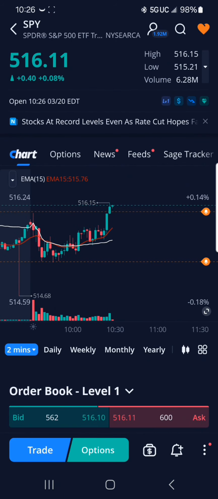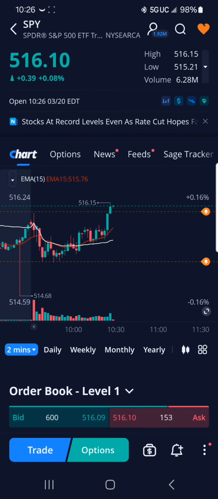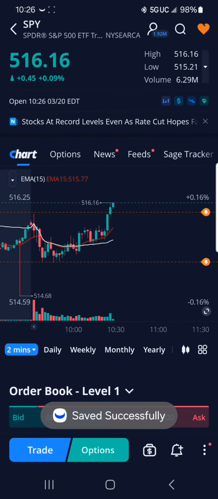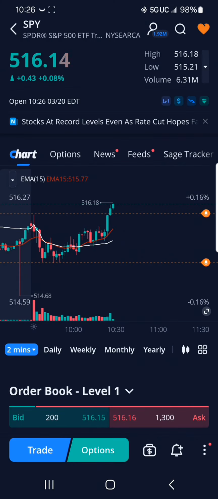So first thing I'm going to do is turn this point into the stop loss. So now the stop loss will be right here at 516.01. So I go into the alerts, change this to price below 516.01. That's my alert to get out. I can push this right here and see how much I'm up. 2%, 3%, $3 right now.